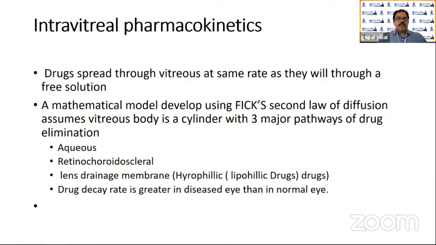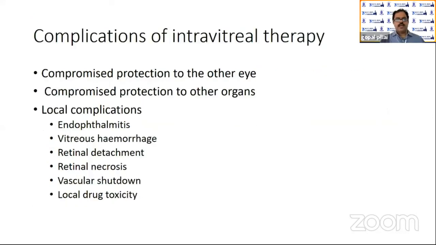Pharmacokinetics: the drug spreads through the vitreous as in a free solution. A mathematical model, which can use Fick's second law of diffusion, assumes the vitreous body as a cylinder with three major pathways: aqueous elimination, retrochoroidal-scleral elimination, and lens drainage. Drug decay rate is higher in a diseased eye than in a normal eye.